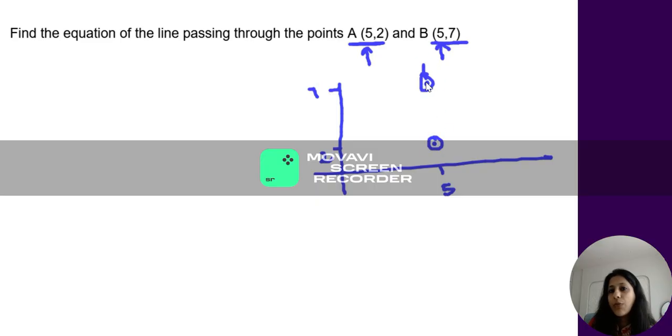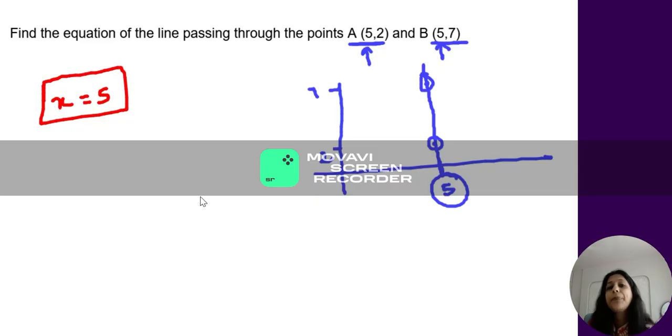So that means now my line is parallel to the y-axis. No matter what, every time, x has a value 5 on the line. So the equation of this form becomes x equal to 5, because now my gradient is not defined and the x-intercept is 5.